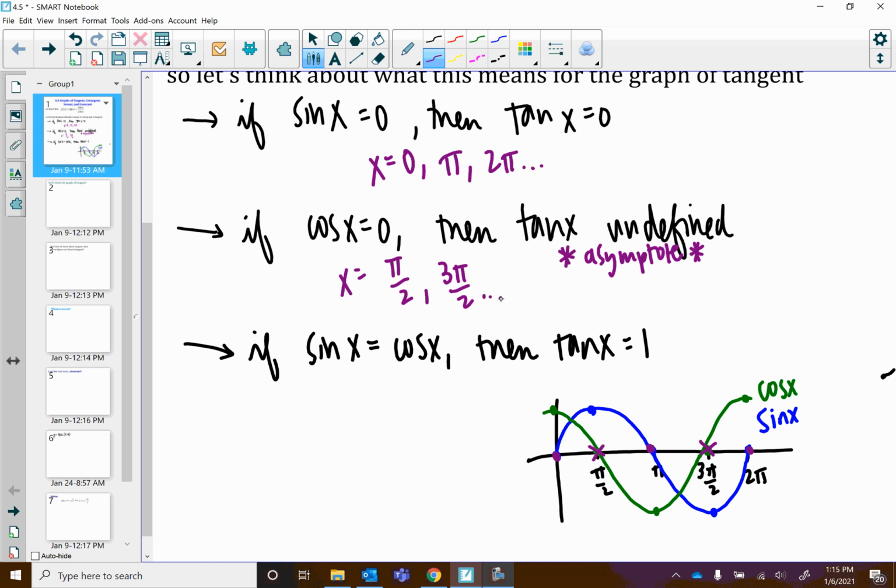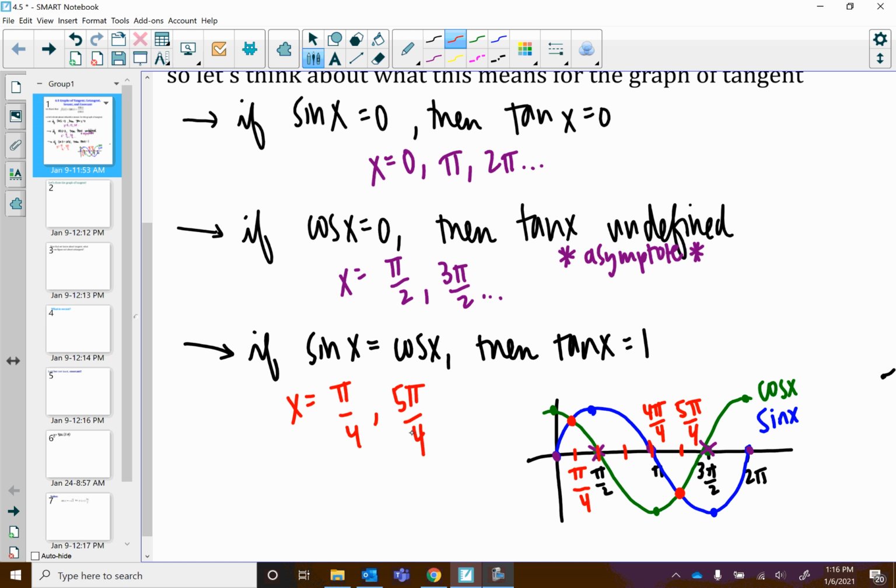We also know that tangent will be equal to 1 at the places where sine and cosine are the same. So notice they're the same right there. They are also the same right here. And so where is that? Well, if we consider it's halfway between 0 and pi over 2, this would be pi over 4. So this is 1 pi over 4, 2 pi over 4, 3 pi over 4, 4 pi over 4, which is just pi, right? And then finally we get 5 pi over 4. So the places that sine and cosine are the same are pi over 4 and 5 pi over 4.